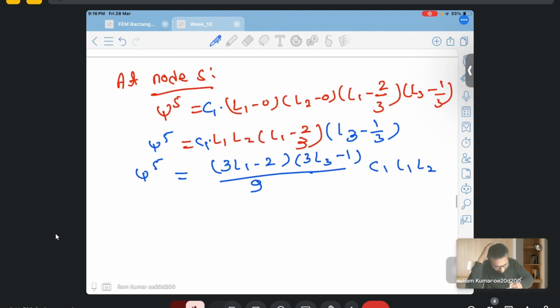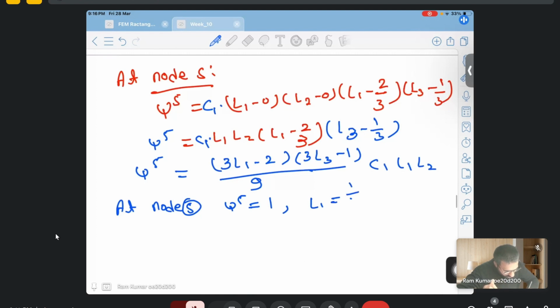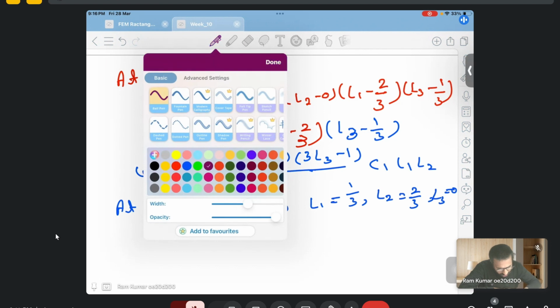How can we put it? At node 5, that shape function 5 will be 1, correct? Yes, sir. And we know the coordinates of node 5: L1 equal to 1 by 3, L2 equal to 2 by 3, and L3 equal to 0. Yes, sir. Correct. So we can put these boundary conditions.